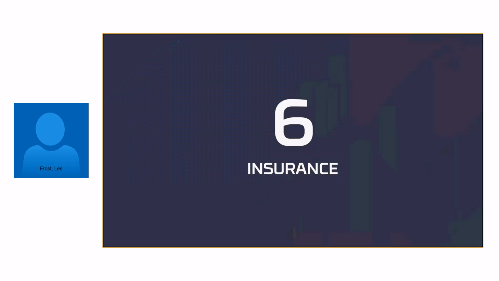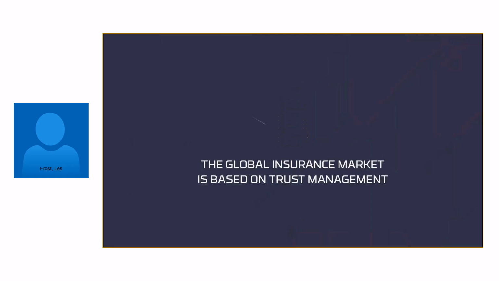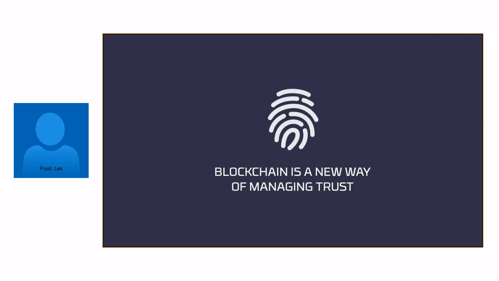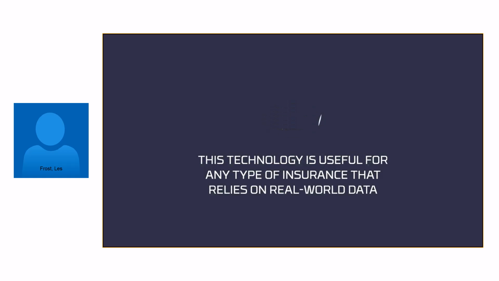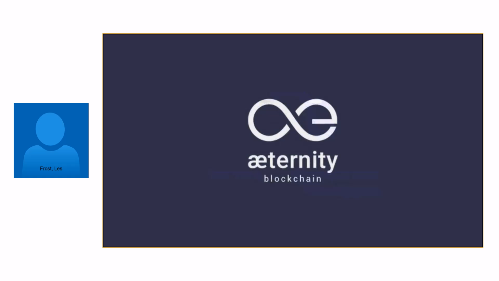Number 6, insurance. The global insurance market is based on trust management. Blockchain is a new way of managing trust and can be used to verify many types of data in insurance contracts, like the insured person's identity. So-called oracles can be used to integrate real-world data with blockchain smart contracts. This technology is very useful for any types of insurance that relies on real-world data, for example, crop insurance. Eternity is one blockchain project that is building tools that are useful in the insurance industry.